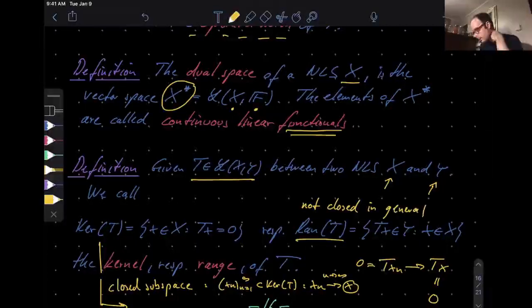Okay, we will encounter this in the exercises. There will be an example where you will have to prove that, well, for this T on that and that space, the range is actually not closed. Okay, good. Very nice. So we have these three definitions.